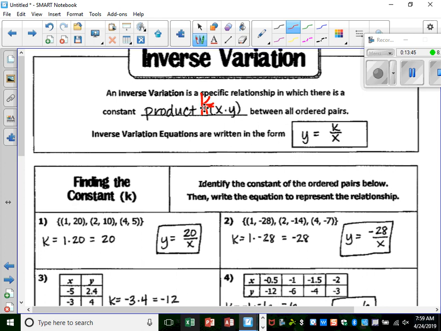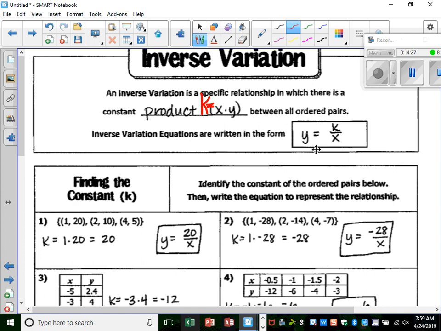Okay, so now to get k, instead of dividing, because the opposite of division is what? Multiplication. So we're going to be multiplying x and y for the inverse. So now your k is going to be x times y. So when you write your equation for inverse variation, your k number is going to be divided by x, whereas in your direct variation, it was k times x. So everything is now just the opposite of direct variation. Okay, so that's why it's called inverse variation.